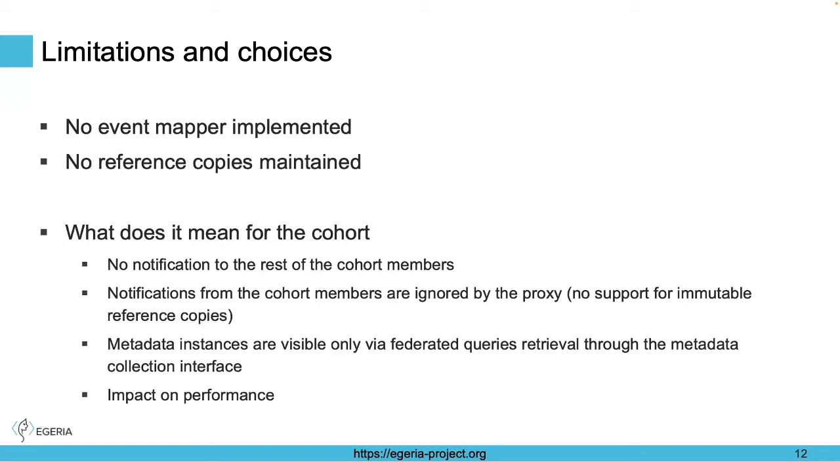Obviously, with no event mapper to do the other way around, the changes are not propagated back, or we are not able to distribute metadata from different systems across the cohort back to IGC. And just a reminder, this is all for the open source connector and this integration style. Later on, I will mention that there is another integration pattern for this technology.